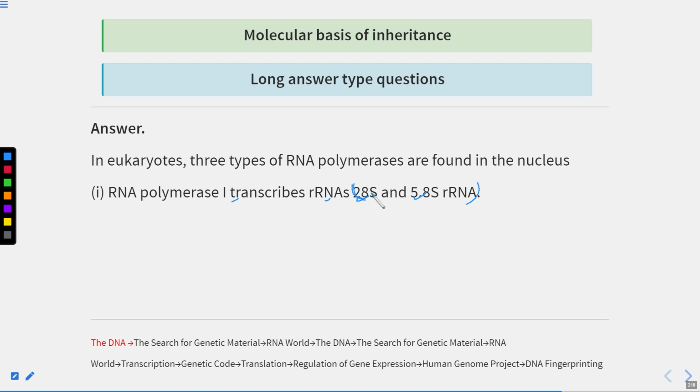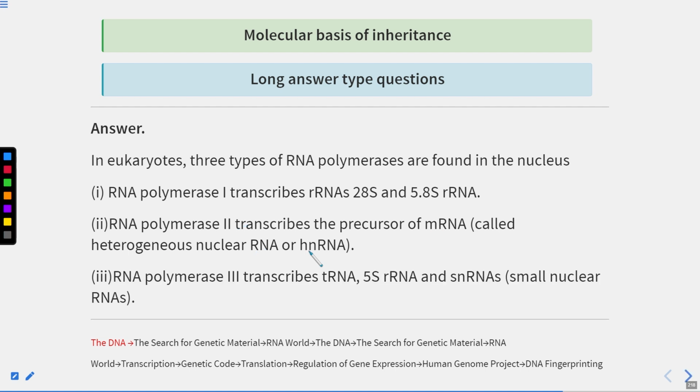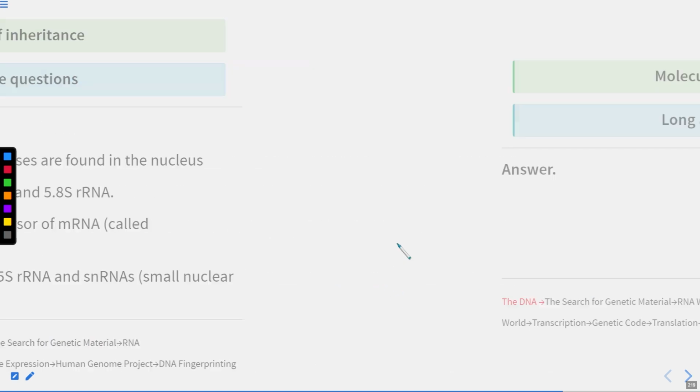Or you can write this in brackets, if you are writing like this. Now RNA polymerase 2 transcribes the precursor of the mRNA, known as the heterogeneous nuclear RNA or hnRNA. This we have already discussed, and this hnRNA consists of both introns and exons. Now RNA polymerase 3 transcribes the transfer RNA, 5S ribosomal RNA, and snRNA. What are snRNA? They are small nuclear RNAs. So this is the function of RNA polymerase 3. So you can see here ribosomal RNAs are of different types: 28S, then 5.8S, and 5S.